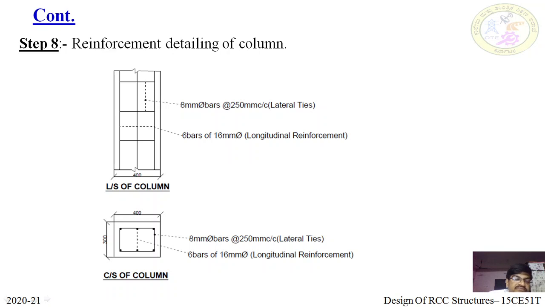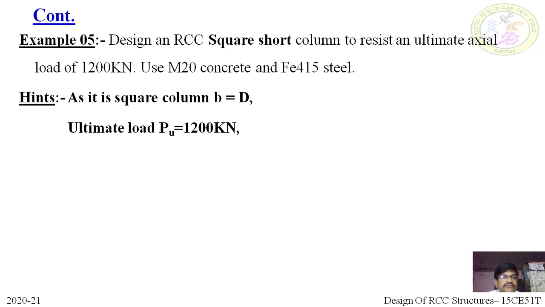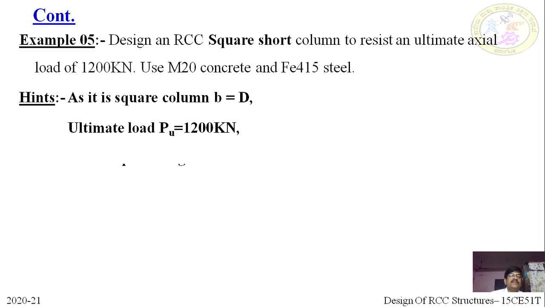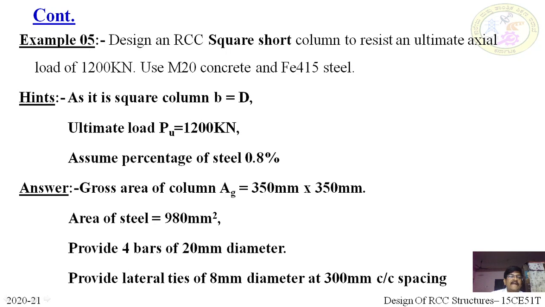CL section, cross section. You can do this example at home. This is a hint to further solve the problem. Here the shape of the column is square and the load is 1200 kN.